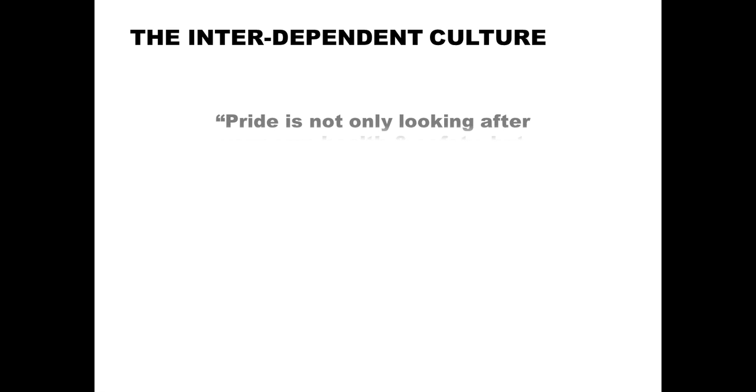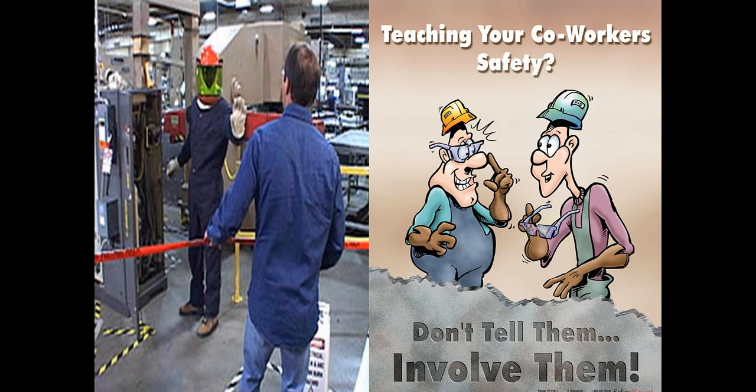So to move on, the interdependent culture. Pride is not only looking after your own health and safety, but taking care of your coworkers as well. So this is the stage where everyone is looking out for everyone in the organization, and everybody wants to help each other. And if you see somebody doing something that's unsafe, you're going to stop them.